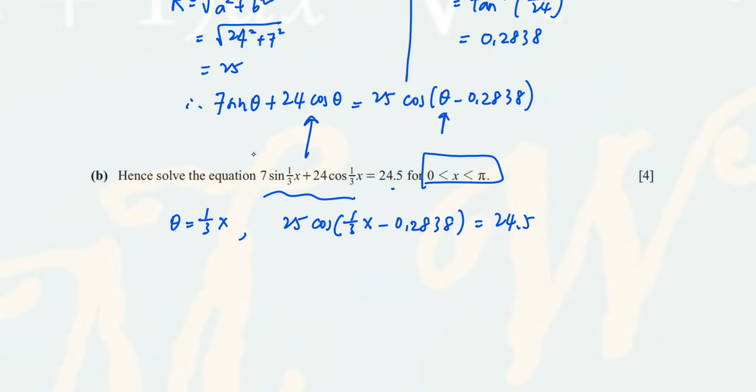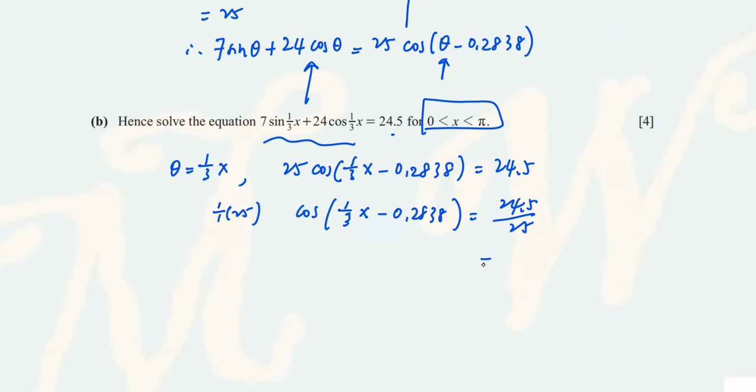So now, first of all, you need to make the coefficient for cos 1. That means I divide the whole equation by 25. You will get cos(1 over 3 x minus 0.2838) equals 24.5 over 25. Then you will be getting 0.98, and this will be the cos of the whole angle.